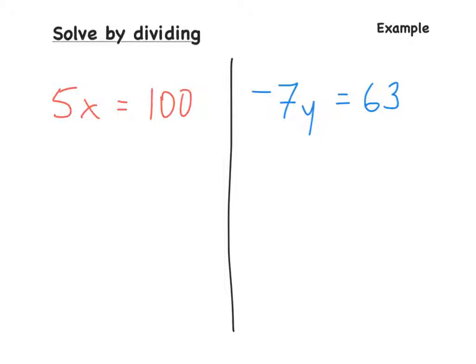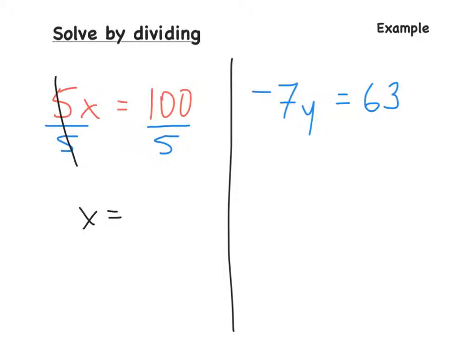We have 5x is equal to 100. Now we have to think, we want this x by itself, and this is 5 times x. So what's the opposite of multiplication? Opposite of multiplication is division. So we want to divide by 5 on the left, and if we divide by 5 on the left, we have to divide by 5 on the right. So 5 divided by 5 is 1, so basically these are going to cancel out, and we're just going to have x by itself.